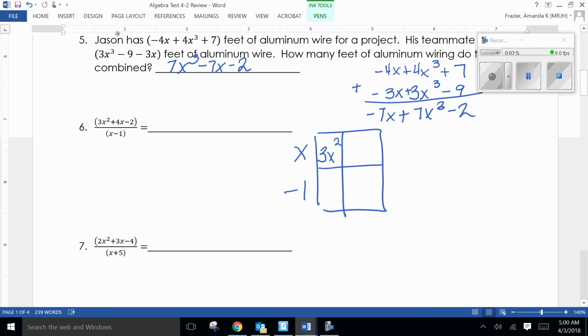And I know that this then has to be 3x to make 3x squared. And that means this is negative 3x. But I have a trinomial of positive 4x. So this needs to be positive 7x to make positive 4x. So this will be 7 to make 7x. And this will be negative 7.